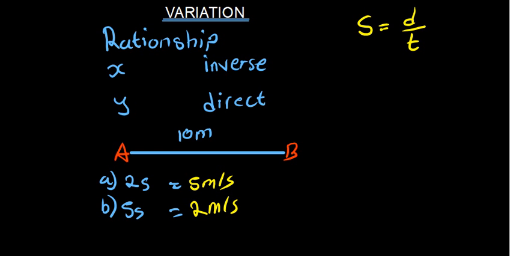So you have seen that when we had 2 seconds, the speed that we had was what? 5 meters per second. When we had 5 seconds, the speed that we had was what? 2 meters per second. So we have observed that when we increased the time from 2 seconds to what? To 5 seconds, our speed reduced, because at 2 seconds we had 5 meters per second, and at 5 seconds we had 2 meters per second.